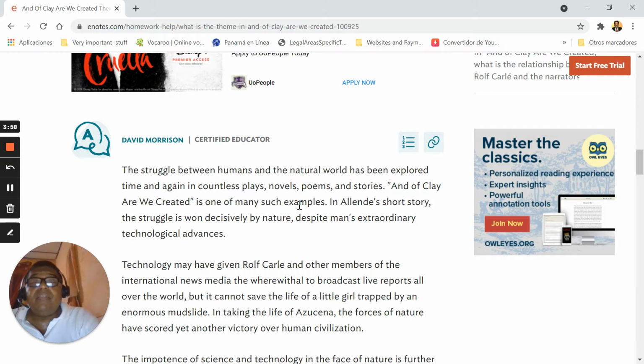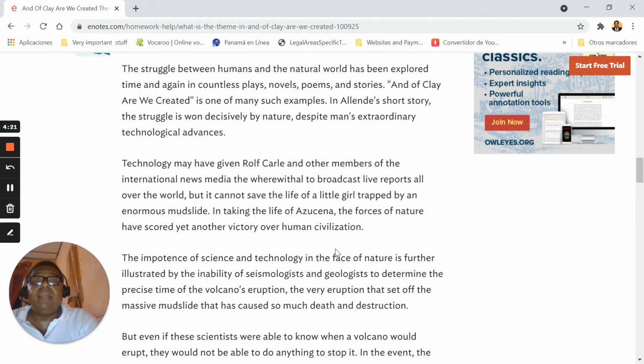The struggle between humans and the natural world has been explored time and again in countless plays, novels, poems, and stories, and "Of Clay We Are Created" is one of many such examples. In Allende's short story, the struggle is won decisively by nature, despite man's extraordinary technological advances. Technology may have given Rolf Carlé and other members of the international news media the wherewithal to broadcast live reports all over the world, but it cannot save the life of a little girl trapped by an enormous mudslide.